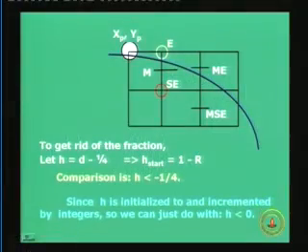So instead of comparing h with minus 1 by 4, since h is initialized to an integer and incremented by integers, we can just compare h with 0. That 1 by 4 factor will not affect us at all, because although h notionally has to be compared with a floating point number, it will be incremented and decremented by integers only. So you never compare with floating point numbers; you always compare h with the integer value 0. We have replaced d start with an integer h start, and we compare only with 0. That means we look at whether h is positive or negative. It is a new decision variable h.